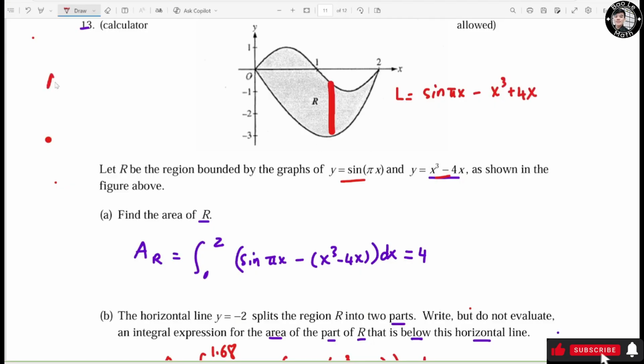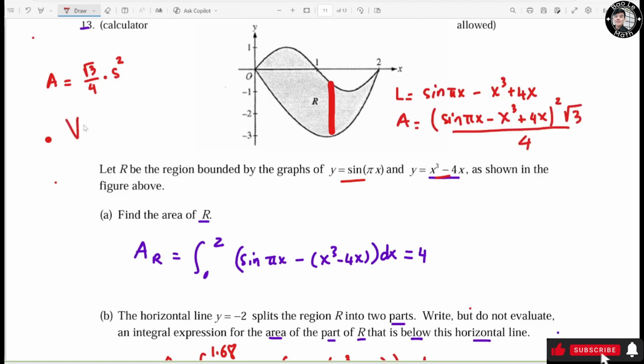And you know that the area of the equilateral triangle is going to be square root of 3 over 4 times the side squared, right? So the area should be this guy right here, squared, right, times root 3 divided by 4. The volume should be the integral from 0 to 2 of this guy, right?